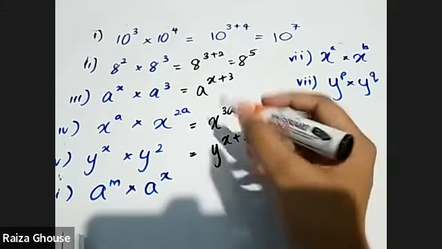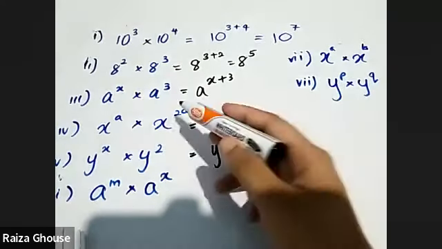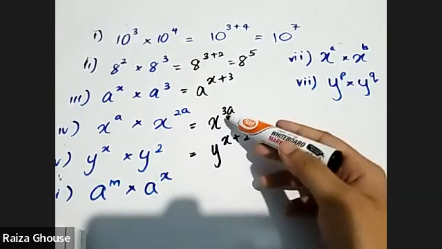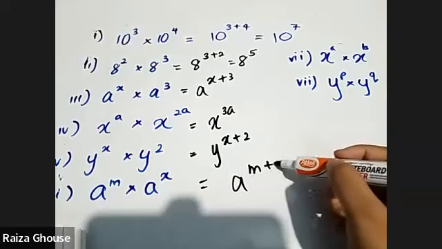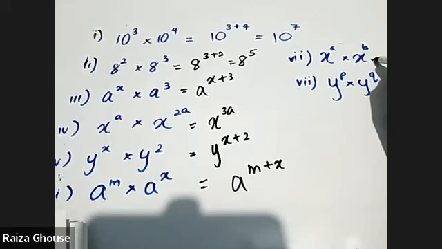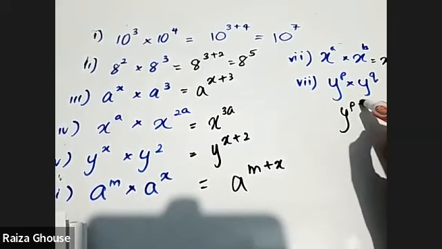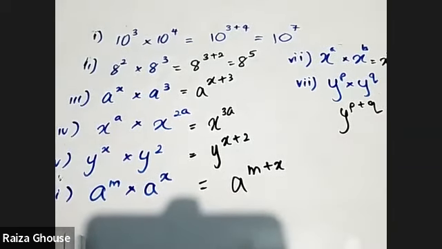Now you have to understand one thing. For Roman number 4, you can add them. 2a and a are like terms, so directly you can write 3a. Next one, a to the power m plus x, you can't add them. And the next one, x to the power a plus b. And the last one, y to the power p plus q. So this is the first law.